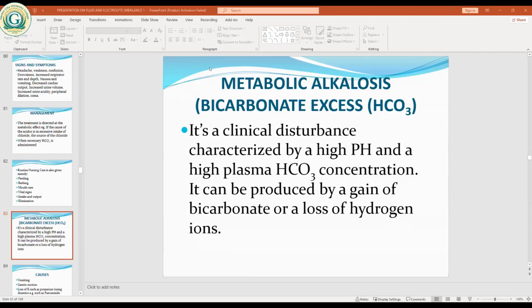So metabolic alkalosis, we are saying that it is a bicarbonate excess. So are you asking questions, Eric Akoto and who else? Okay, let's hear you. Yes, Alex and Derek, you want to ask questions?